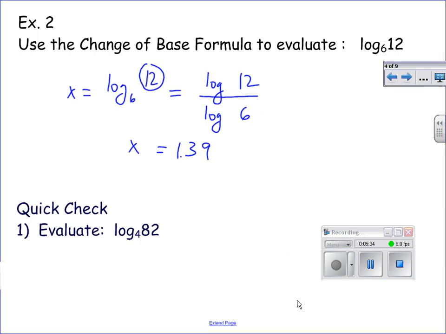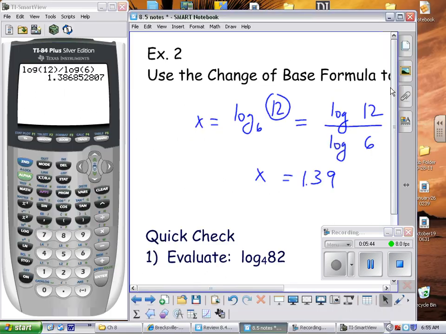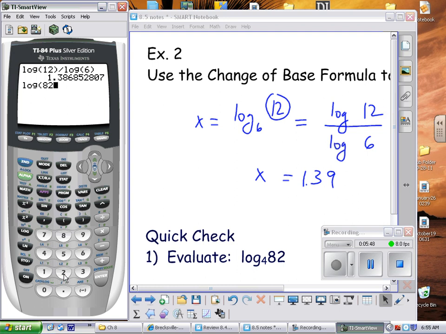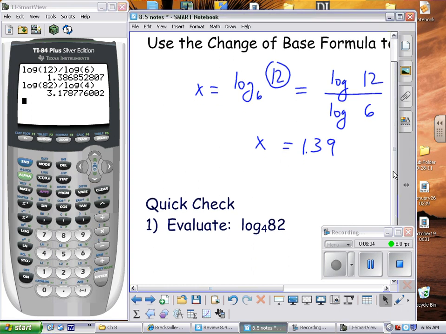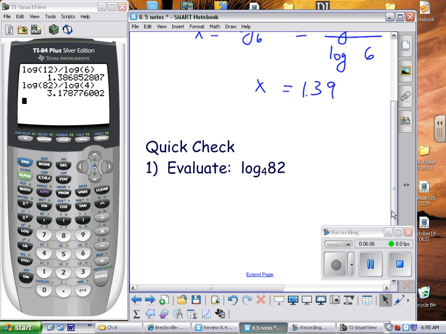4 squared is 16. 4 to the third is 64. So my number should be between 3 and 4. Actually, I'll go ahead and run that in the calculator. So we go log 82 divided by log 4. Yay, 3.178. Okay, got it. All right, let's keep moving.